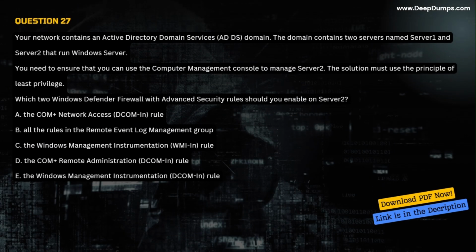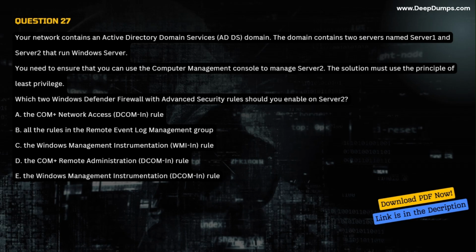Question 27. Your network contains an Active Directory Domain Services (ADDS) domain. The domain contains two servers named Server 1 and Server 2 that run Windows Server. You need to ensure that you can use the Computer Management Console to manage Server 2. The solution must use the principle of least privilege. Which two Windows Defender Firewall with Advanced Security rules should you enable on Server 2?